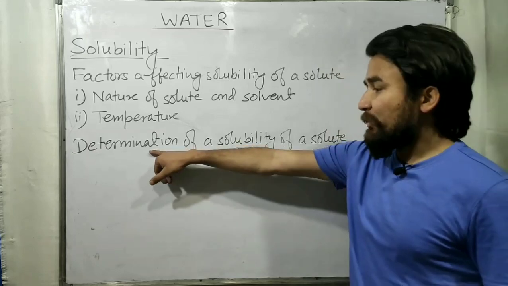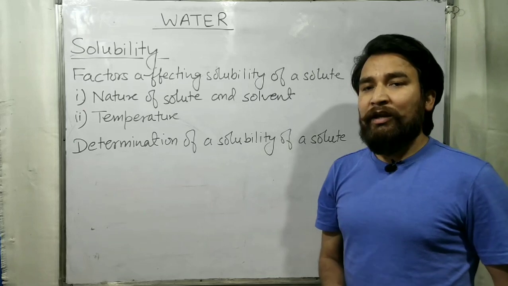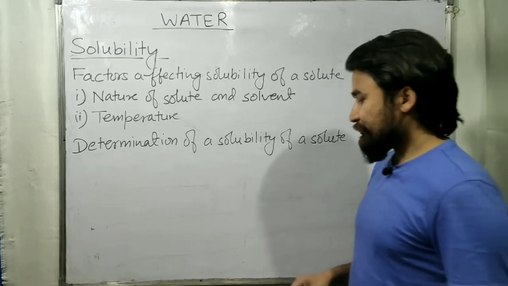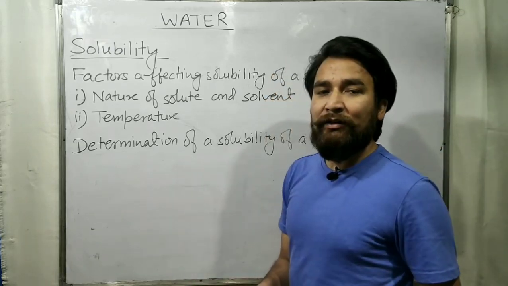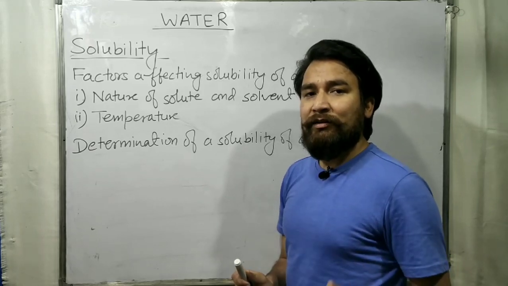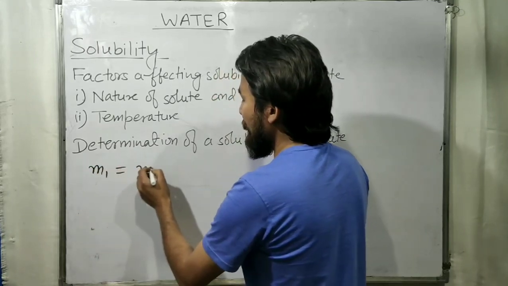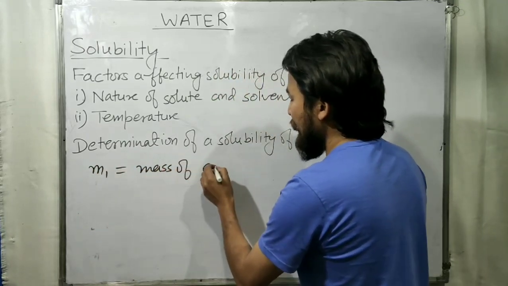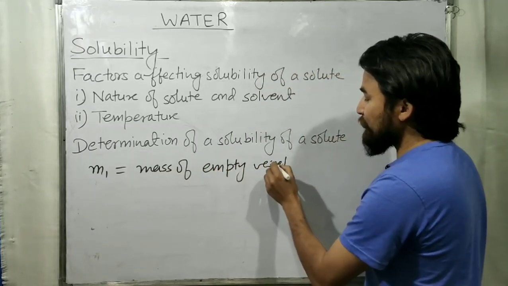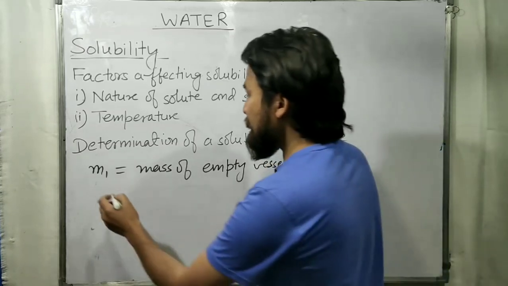Now the next topic is determination of solubility of a solute. So how can we determine the solubility of a solute? What do we have to do? First of all, we have to take an evaporating dish in which we can boil the solution. So let's say M1 equals the mass of the empty vessel, the vessel in which you are going to dissolve the solute. Now let us say M2, that is the mass of saturated solution plus vessel.